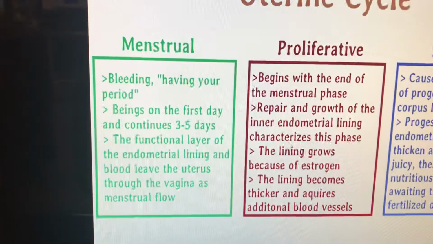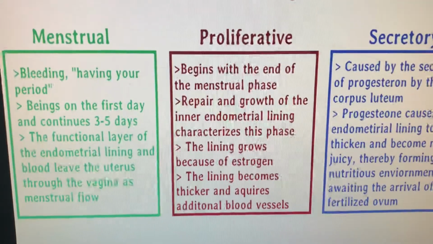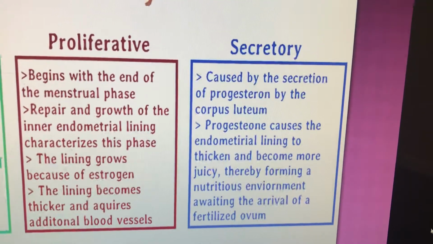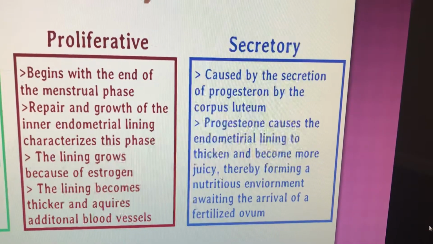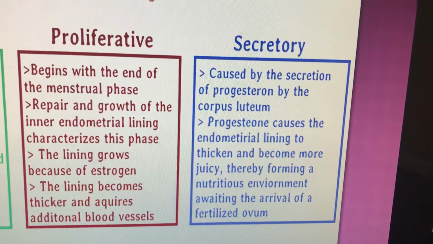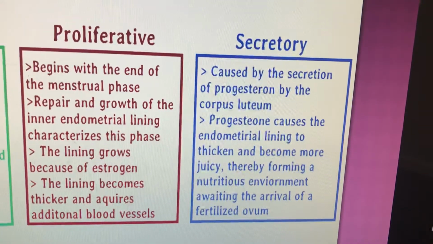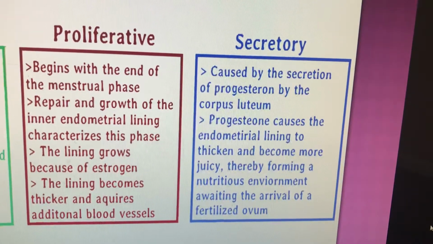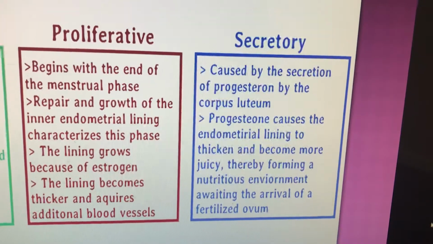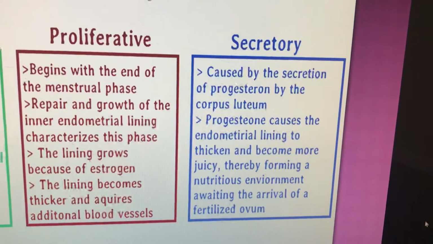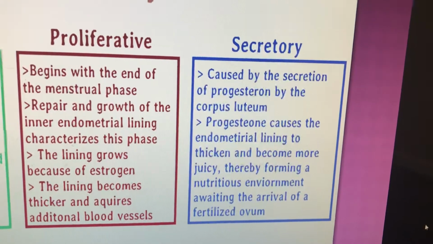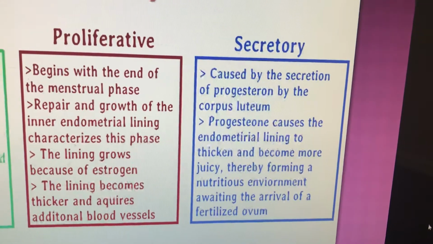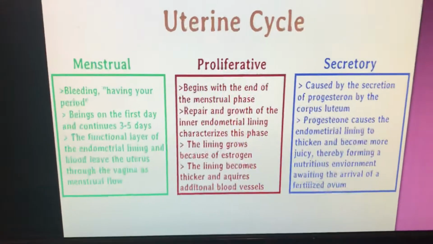So menstrual, you have your period. Proliferative, this is where it's repairing and regrowing. And then the last one is your secretory. This is caused by the secretion of progesterone by the corpus luteum. Progesterone causes the endometrial lining to thicken and become more juicy, thereby forming a nutritious environment, awaiting the arrival of a fertilized ovum. So with this phase, it's preparing to have a baby. So it's going to thicken and provide nourishment and enough lubrication. So those are the 3 phases.